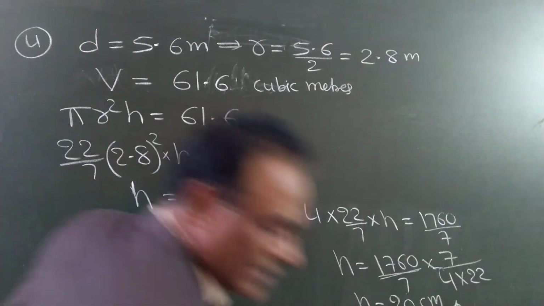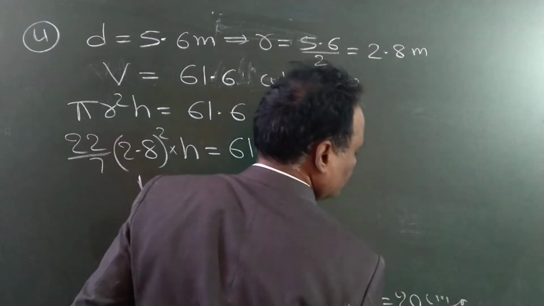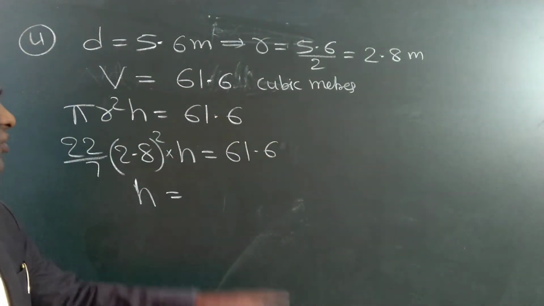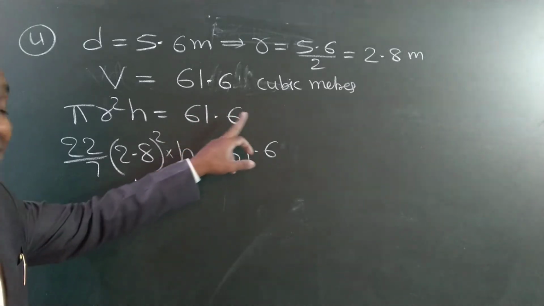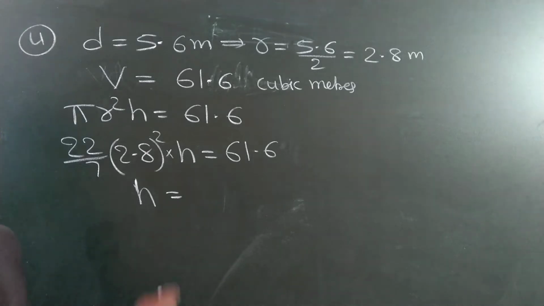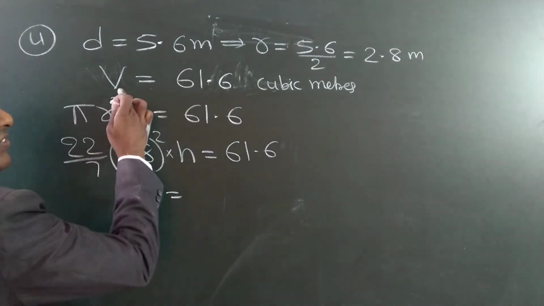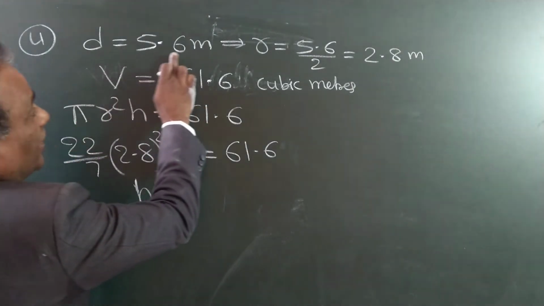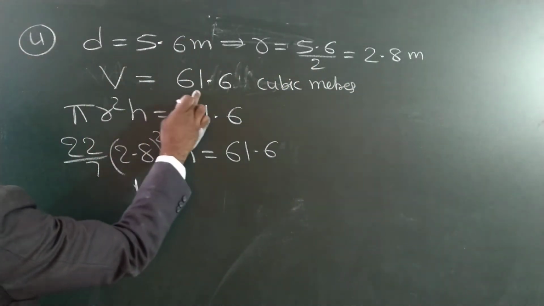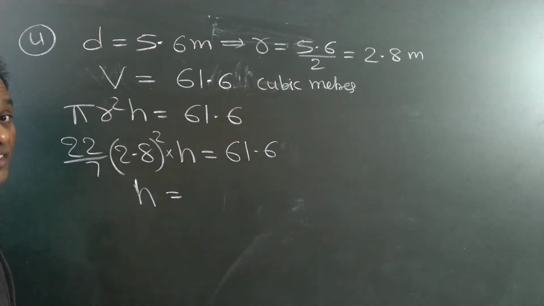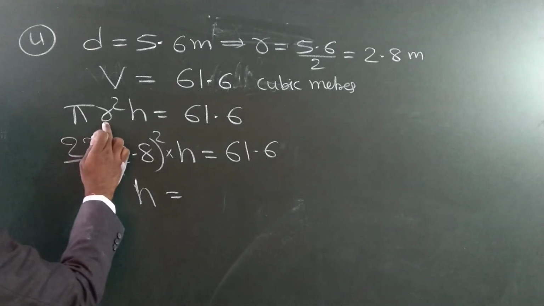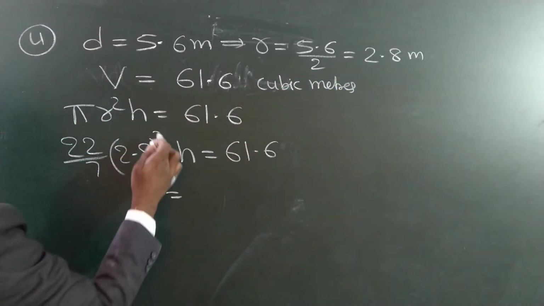So h is equal to, take all the terms to the right side. Students, already we did it. But in the new textbook, it is not 616 liters, it is 61.6 cubic meters. Capacity means volume. Diameter is given 5.6 divided by 2, 2.8 is the radius. Volume is 61.6. What is the volume formula? Pi r square h. Pi is 22 by 7. R is 2.8 whole square into h.